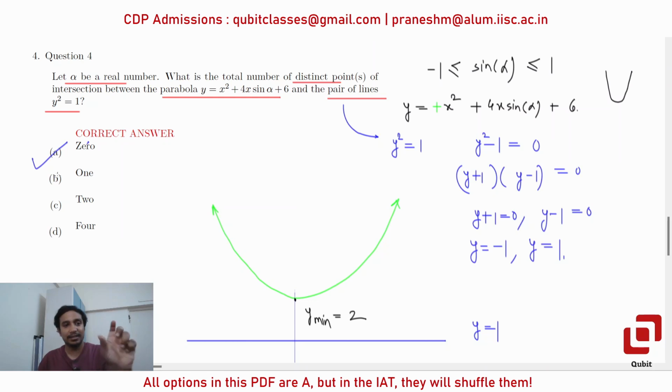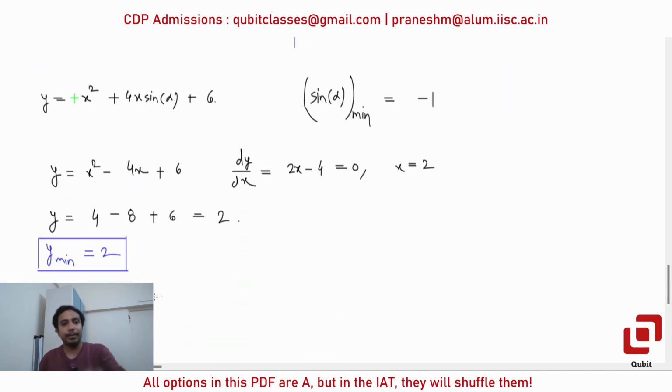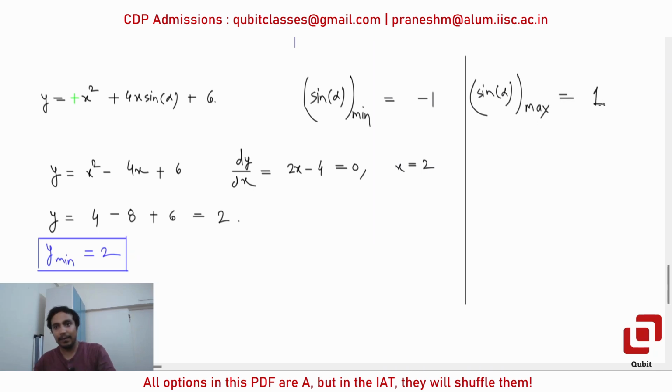The option is not important. The number of points is important. Okay. Now you might ask, what will happen if we take the other extreme, that is, if we go for sine alpha max equal to 1.